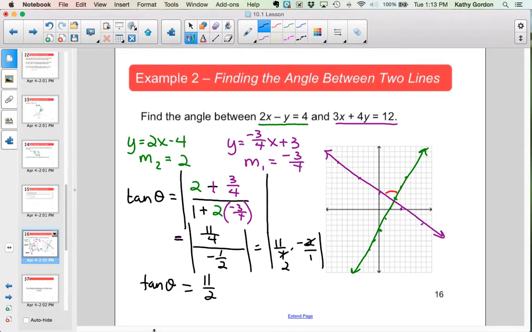Tangent inverse of 11/2. Is 11/2 one of the unit circle numbers? No. So grab your calculators, punch it in. Theta in radians is 1.3909. Okay, anybody got it in degrees? 79.6. 79 point what?